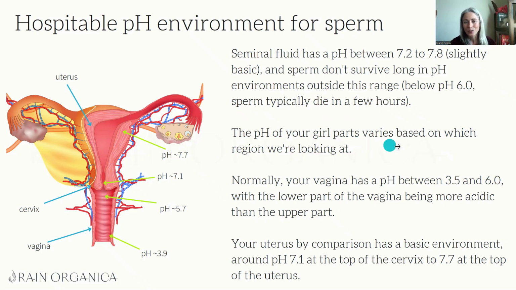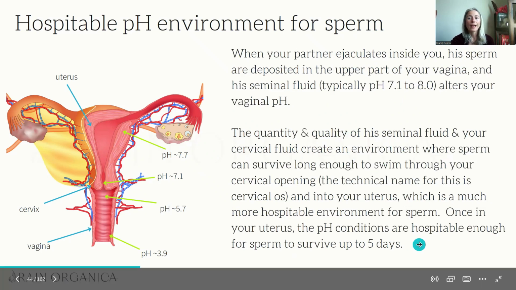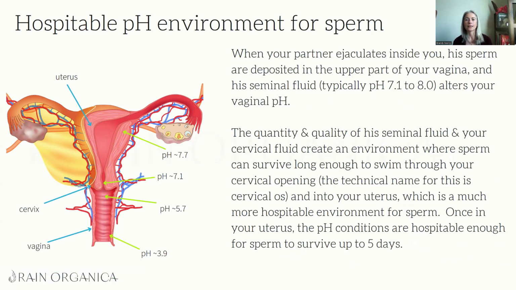And this is really important because when your partner ejaculates inside of you, his sperm are deposited into the upper part of your vagina. And his seminal fluid, typically around a pH of 7.1 to 8.0, alters your vaginal pH. The quantity and quality of his seminal fluid combined with the quality and quantity of your cervical fluid create an environment where sperm can survive for long enough to swim through your cervical opening, and the technical term for this is cervical OS, and into your uterus, which is a much more hospitable environment for sperm.